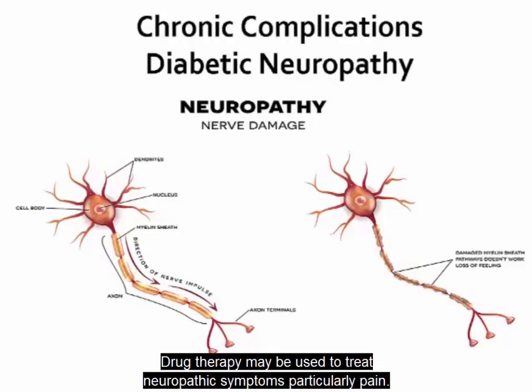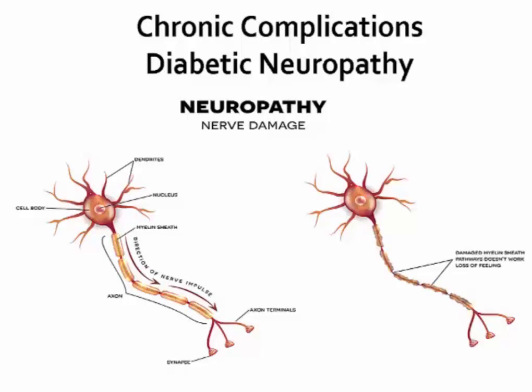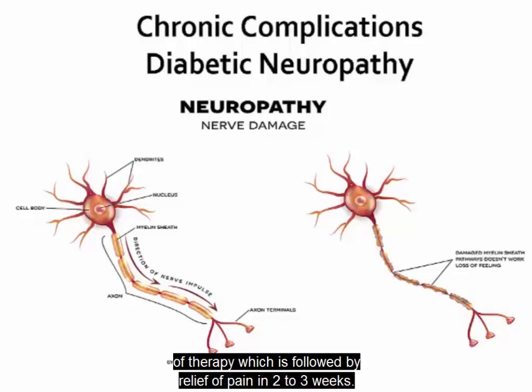Drug therapy may be used to treat neuropathic symptoms, particularly pain. Capsaicin is a moderately effective topical cream made from chili peppers. It depletes the accumulation of pain-mediating chemicals in the peripheral sensory neurons. The cream is applied 3 to 4 times a day and there is usually an increase in symptoms at the start of therapy, which is followed by relief of pain in 2 to 3 weeks.